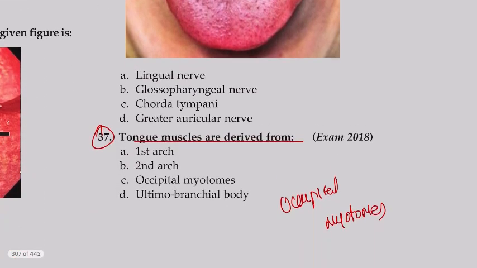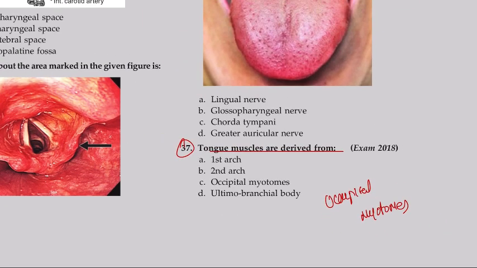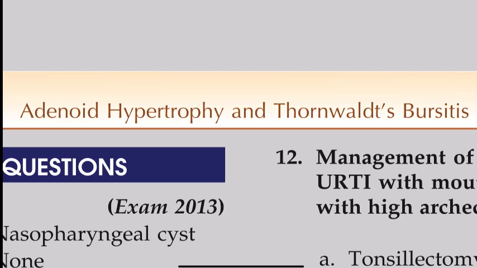The tongue muscles are derived from the occipital myotomes. So this is all about MCQs from the anatomy and embryology of the oral cavity and pharynx. Now the MCQs we are going to cover are from adenoid hypertrophy and Thornwaldt's bursitis. Now let's go directly into the questions.